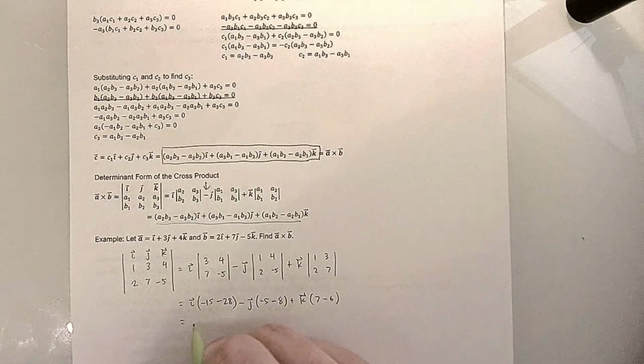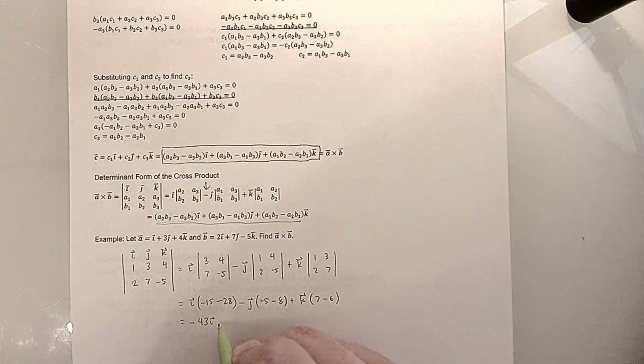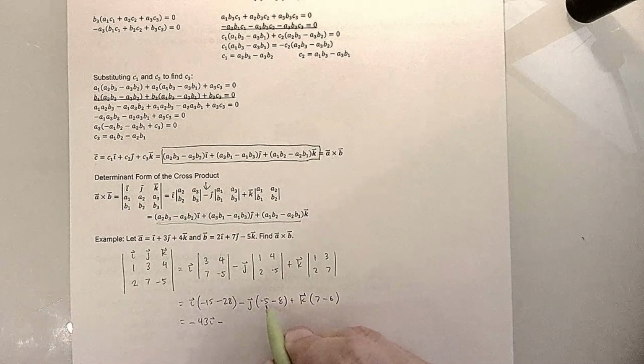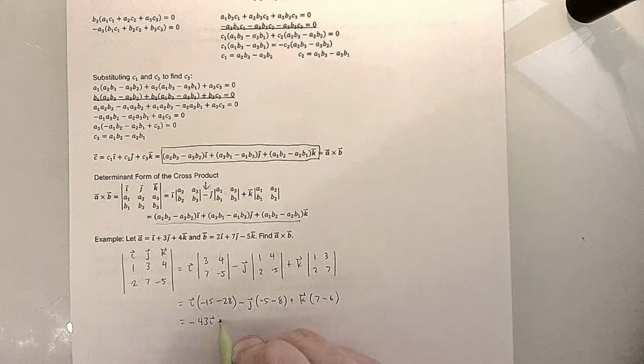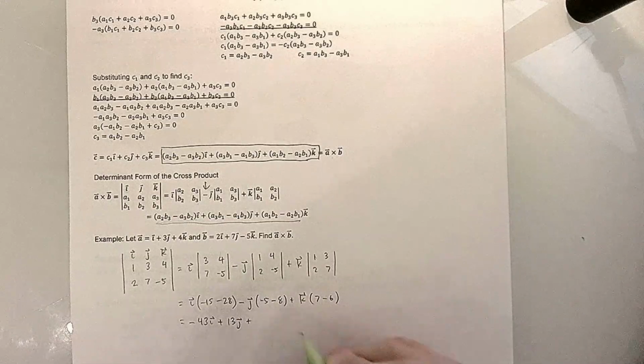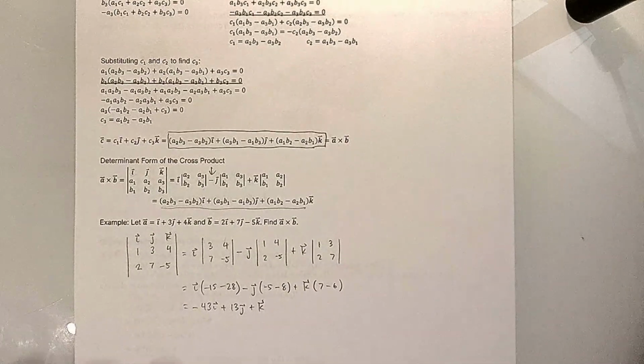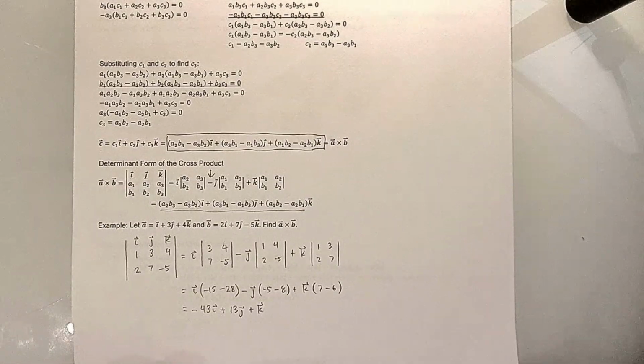And if we simplify all that, we get negative 43I minus, well, we would have minus 13 here, but it's a minus, so we get a positive 13J. And then 7 minus 6 is, of course, 1. And that is our cross product of those two vectors.